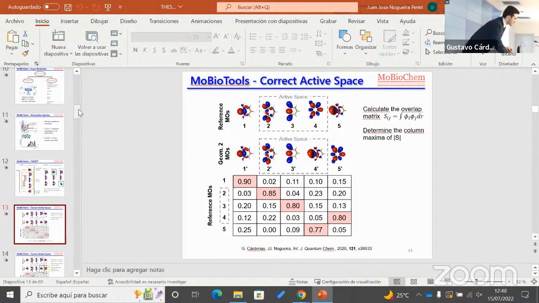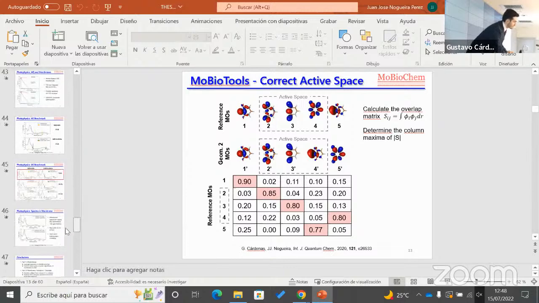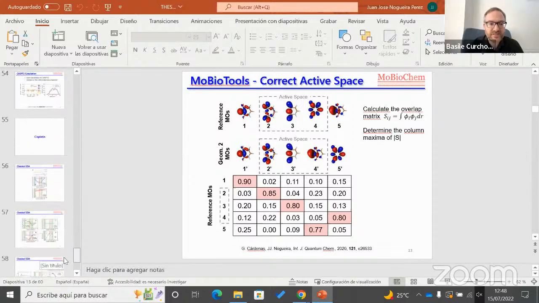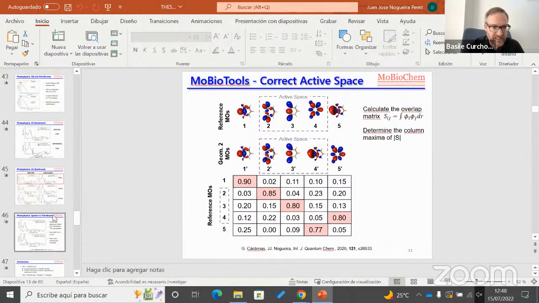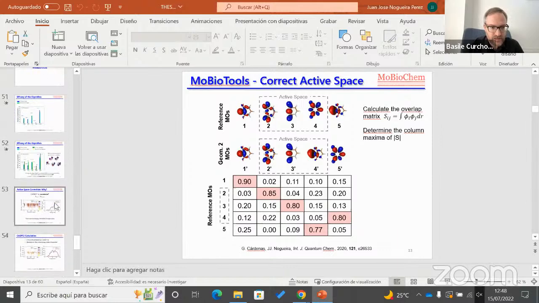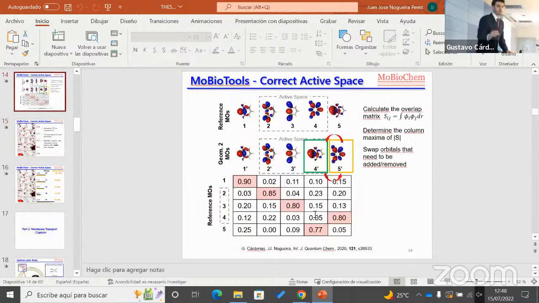This is actually a really tricky situation, because this is an oversimplification. In reality, the algorithm does not just consider the column maxima, but it also considers the row maxima. Sorry, I just wanted to make sure that I understood what this part implies in this context. So in that case, it also considers the row maxima, so as to identify which sampled orbital is the most similar to each one of the reference orbitals.